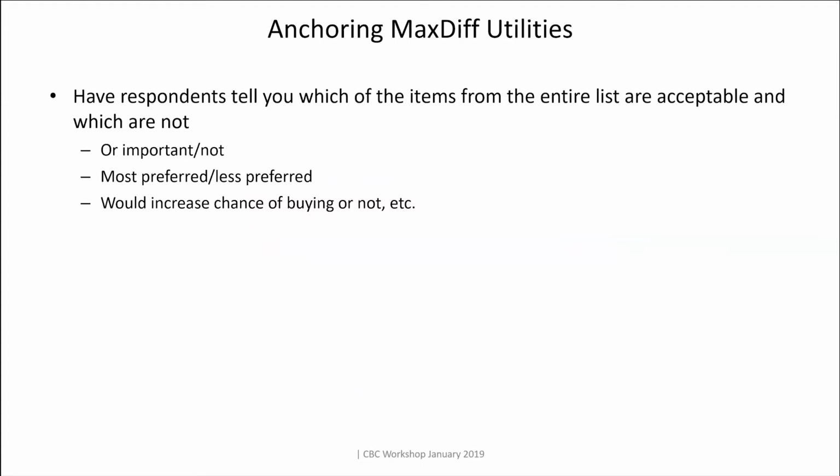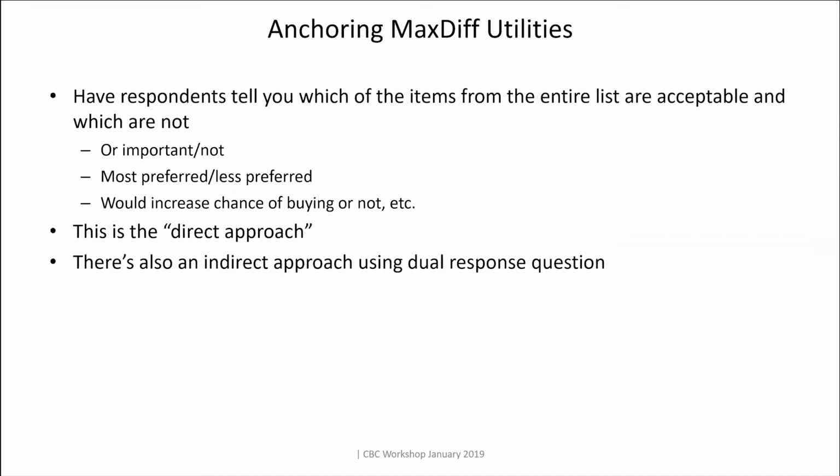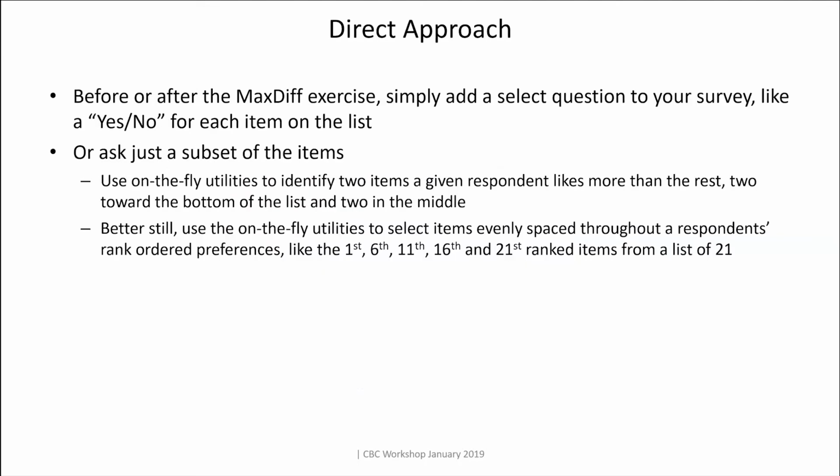We have respondents. One of the ways we could do this is we could have respondents tell us which of the items on the list are acceptable or which aren't, or which are important or which aren't. This is called the direct approach to anchoring. There's also an indirect approach using a dual response question. So the direct approach, again, either before or after the MaxDiff exercise, just add a select question like, which of these are important and which aren't important for each item on the list.